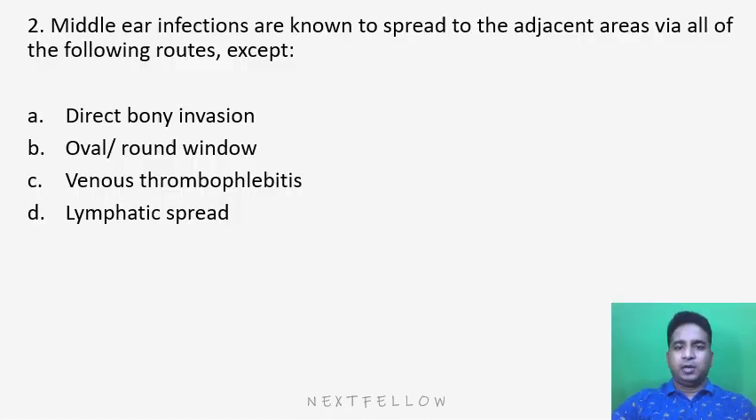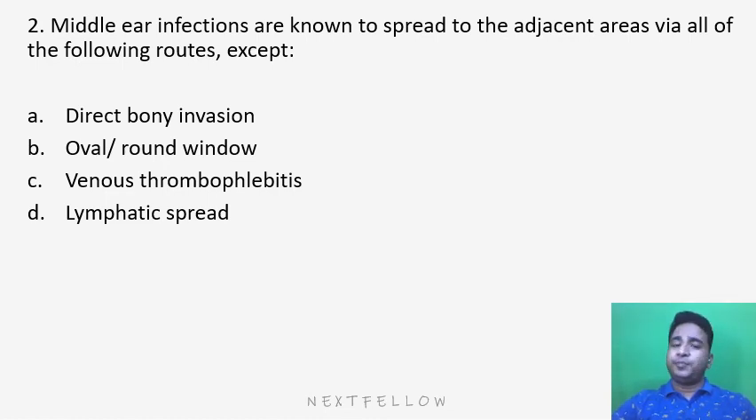Now my next question is, middle ear infections are known to spread to the adjacent area via all of the following routes except. So what the examiner wants to ask is, suggest the routes or pathways by which middle ear infection can spread to the adjoining area. All these seem to be correct options except one. So we have to rule out the exception.